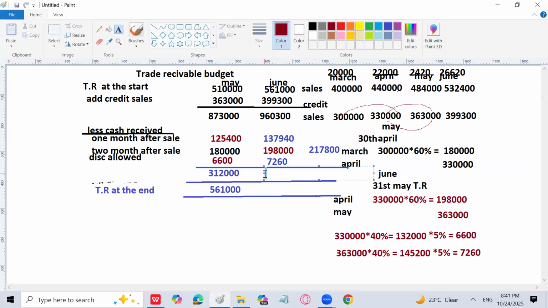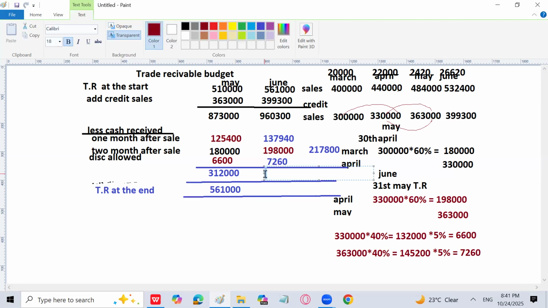Now let's calculate the payments over here. 137,940 plus 198,000 plus 7,260. That is 343,200. Now I can subtract 343,200 minus 960,300. The answer is 617,100.